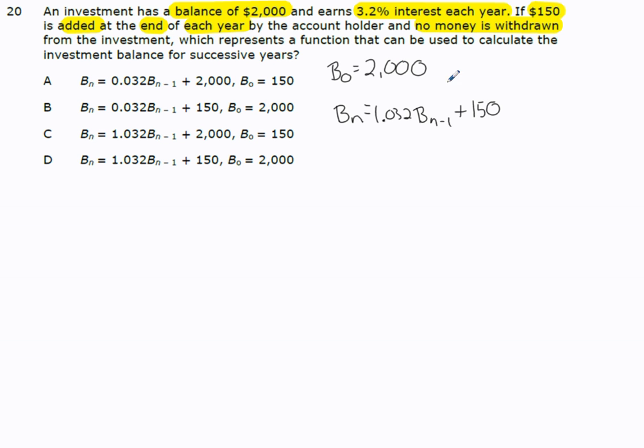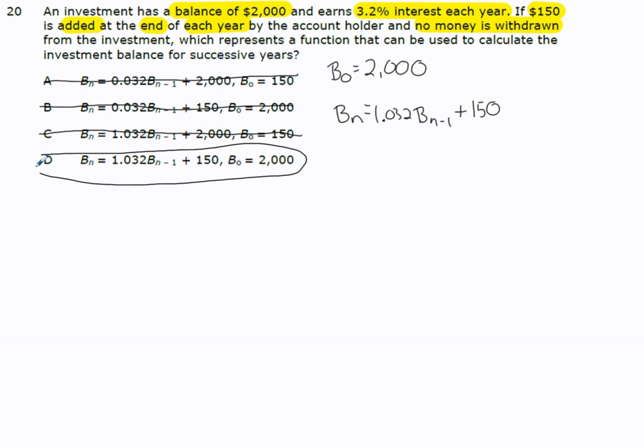Alright, so now we've got to figure out which one of these answer choices looks exactly like this. Well, it's not A or B because they have 0.032 instead of 1.032. Okay, it's not C because my beginning amount's 150 and we're adding $2,000 each year. And even though that's a better investment because you add $2,000 each year, it's not the one that we have. So it's going to be D. We add 150, our amount that we're multiplying by is 1.032, and our initial amount is $2,000. So that's it.